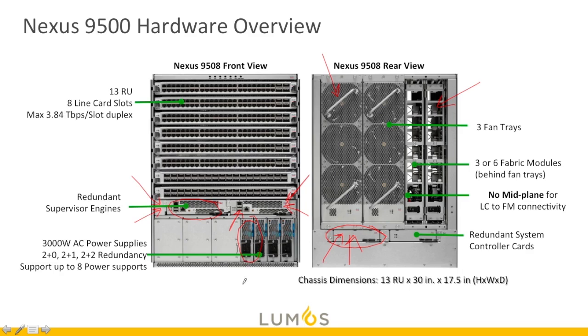For the 9504 and the 9508, 2 power supplies are required to power an entire chassis fully loaded. 3 power supplies will give you N+1 redundancy. 4 power supplies will give you AB grid redundancy. So if you're running 2 power grids, you can use 4 power supplies. With the 9516, it's just double that. So we need 4 to power the entire chassis, 5 or 6 to give us N+1 redundancy, and then 8 if we want to do grid redundancy.